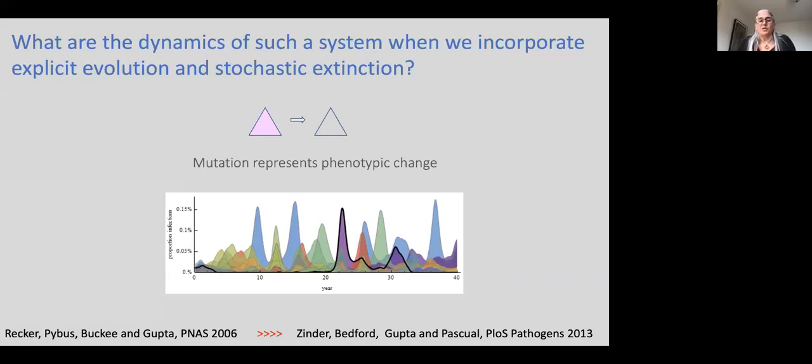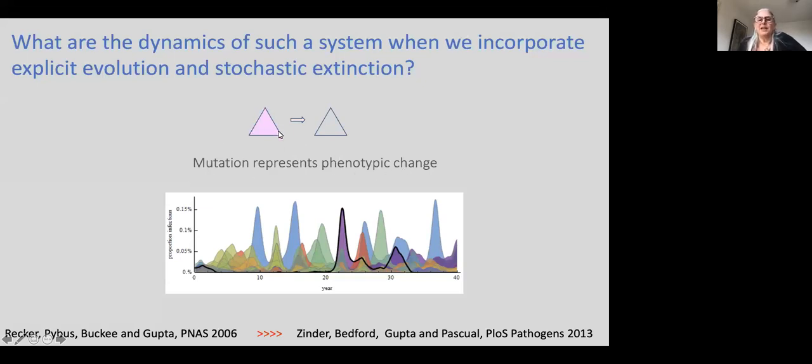So we will be talking about mutation, and I should remind you that since we don't want to track genotypes and we don't want to deal with genotype-phenotype maps, we are basically going to call mutation a phenotypic change.